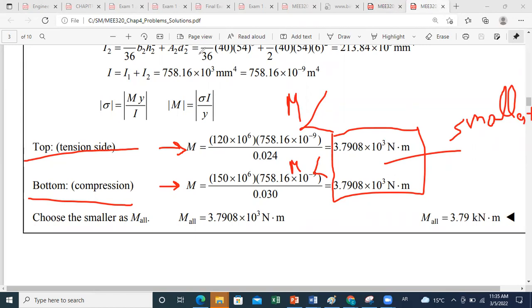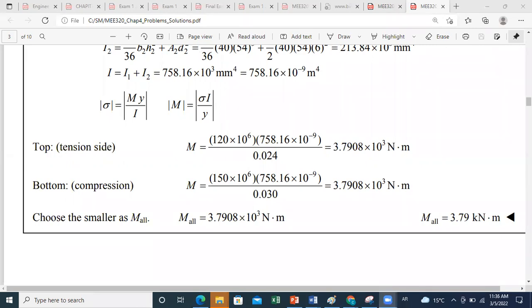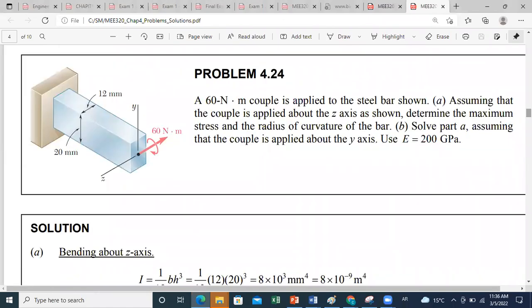Let us continue with problems. In the following problem, we have a 60 Newton meter couple applied to the steel bar shown. Assuming that the couple is applied about the z-axis as shown, determine the maximum stress and the radius of curvature of the bar. Solve part A, assuming that the couple is applied about the y-axis.